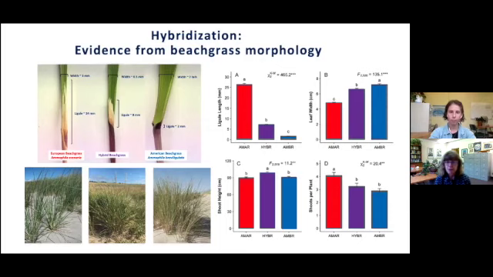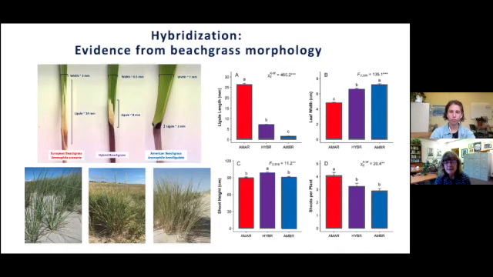We also measured the width of the leaves. We measured the height of the plant, so their shoot height. And we also measured the number of shoots per plant. And we actually measured a whole bunch of things that I don't have here. But what you can see here is that compared to its parent species, the hybrid has intermediate width leaves and also intermediate numbers of shoots per plant, but it's actually taller than its two parent species.